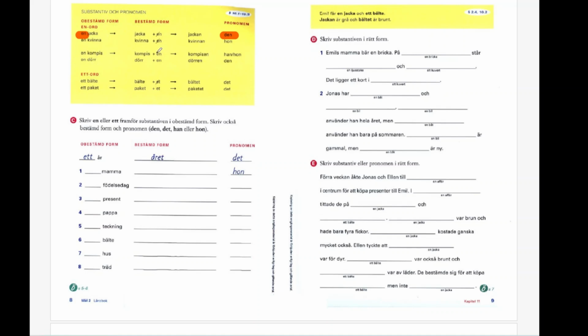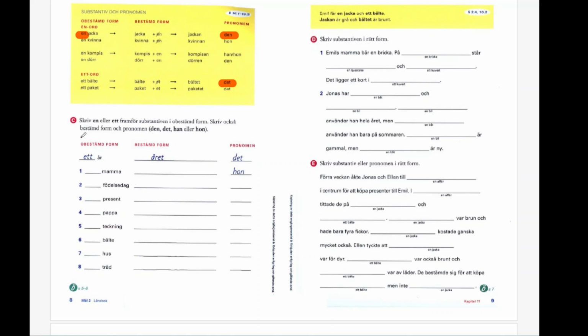En dörr, a door, becomes dörren, the door, and since it's a thing, we are using den. Obviously, we cannot use he or she for things. It's like it. Den is an it in Swedish, but you have like two sorts of it. For n words, you are using den, and for ett ord, you are using det. So this is the it for ett word, and this is the it for n word. Ett bälte, a belt, becomes beltet, ett paket becomes paketet, the packet.